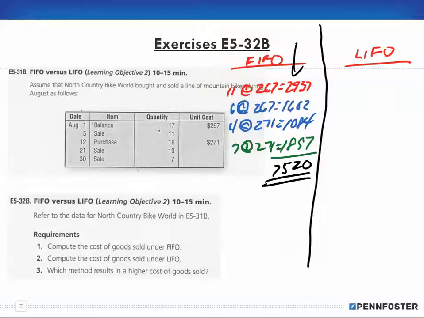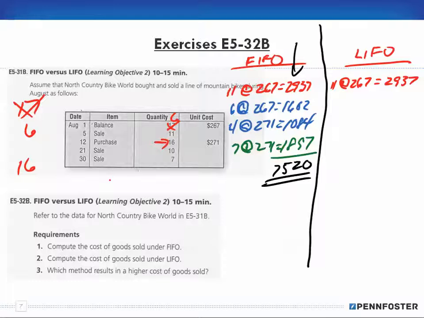So, we have 17 to begin with, right? And we're making a sale of 11. So 11 of those have to come out, means there's only 6 left. So I still have my 11 at 267 is 2937. Then I'm going to add in 16 more here, right? I'm going to get 16 more. Okay. So I no longer have that. I have 6 here.